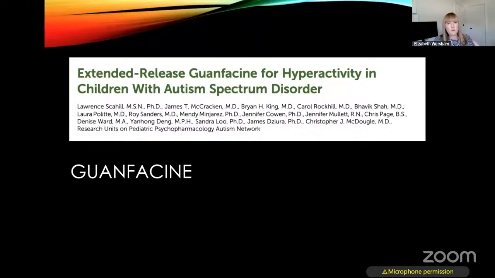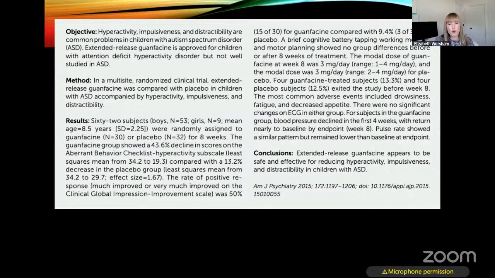Again, I'm going to speed through this, but this is a great study on how helpful guanfacine can be for hyperactivity, impulsivity, and distractibility in children with autism spectrum.